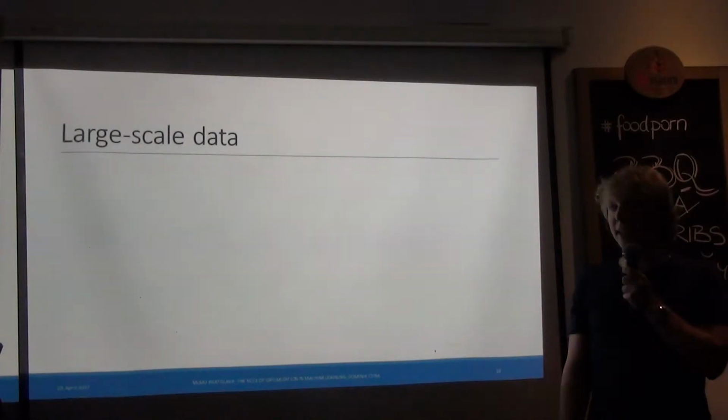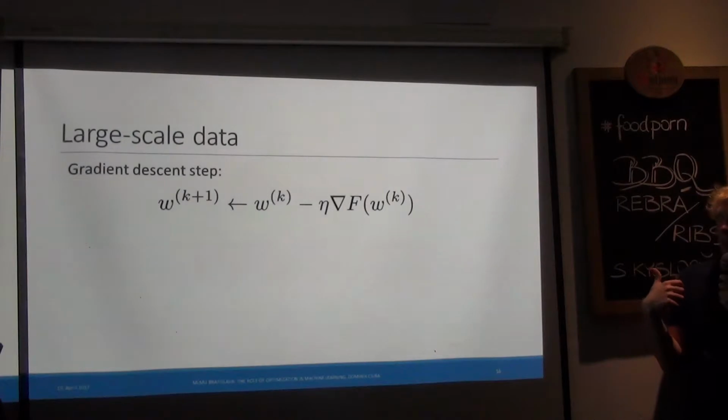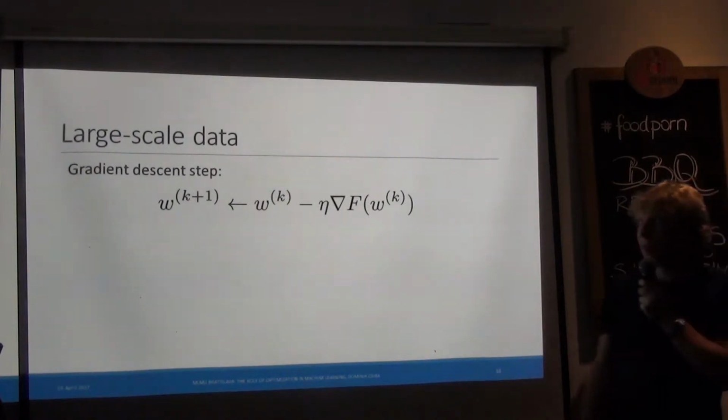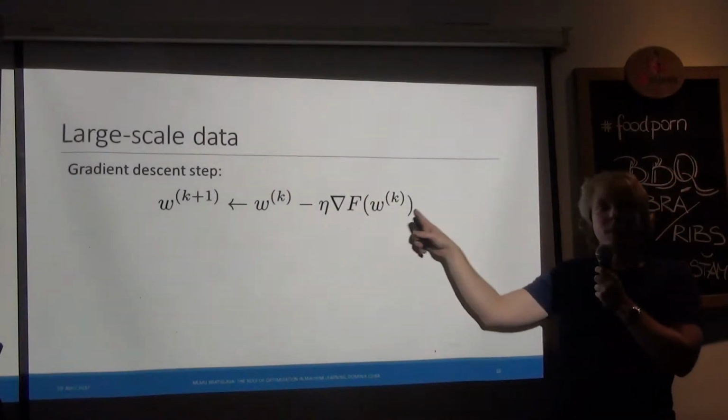So, large-scale data: what it means is that if you are going to do the gradient descent algorithm, this gradient, because we are in many dimensions, is actually a multi-dimensional thing.